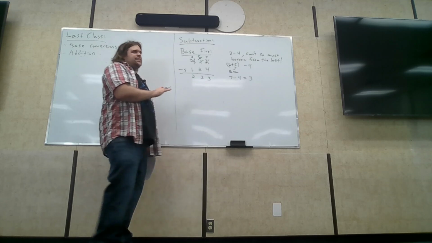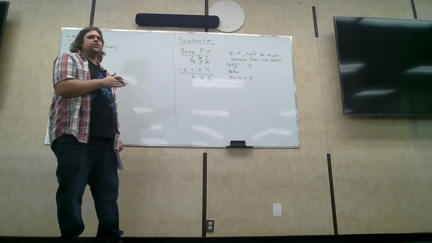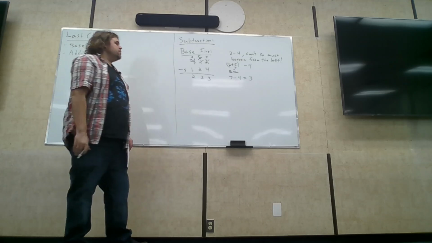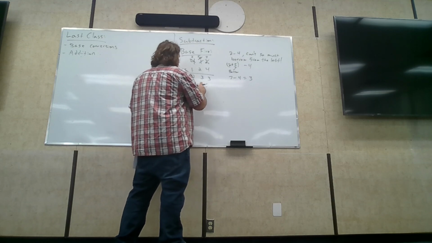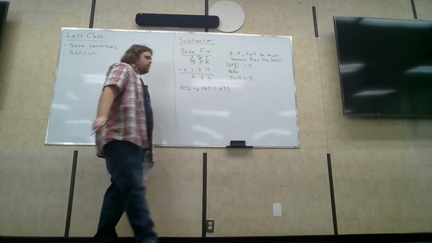But the point here is that the algorithm works no matter what base you're in, right? It's the same idea. It's just the exchange rate again. We're exchanging 5s instead of 10s. So we could say 4, 1, 2 in base 5. When we take away 1, 2, 4, it is 2, 3, 3, right?